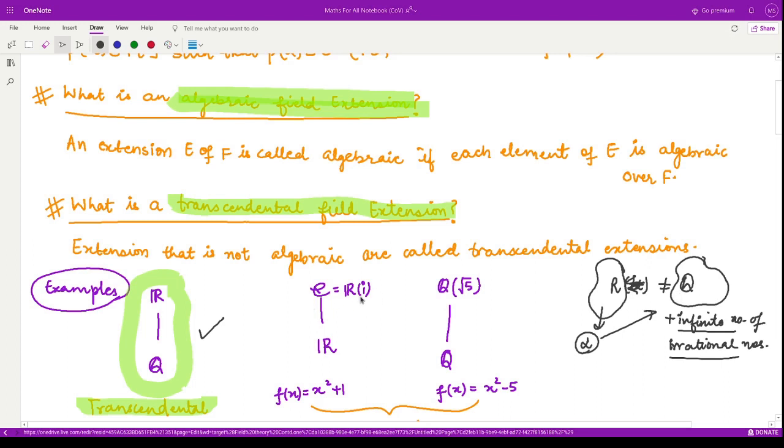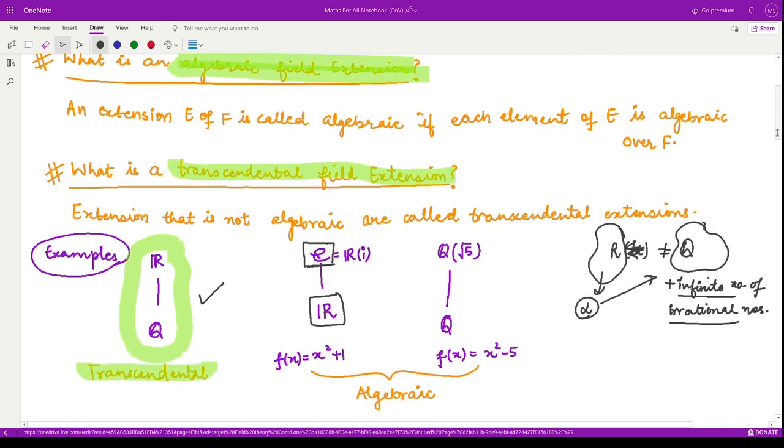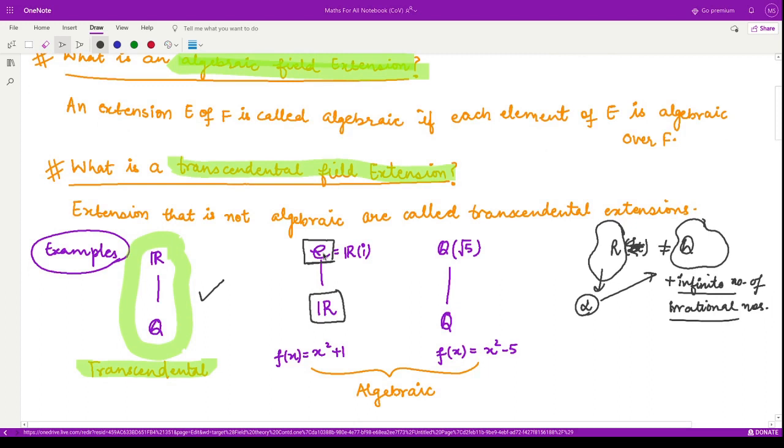Similarly in this case where we have complex numbers as the field extension over the field of reals, this is an algebraic extension. Why? Because you can write C as the field R adjoined by an element i. So we can create this whole field of complex numbers using two basis elements as we have discussed in the previous video.